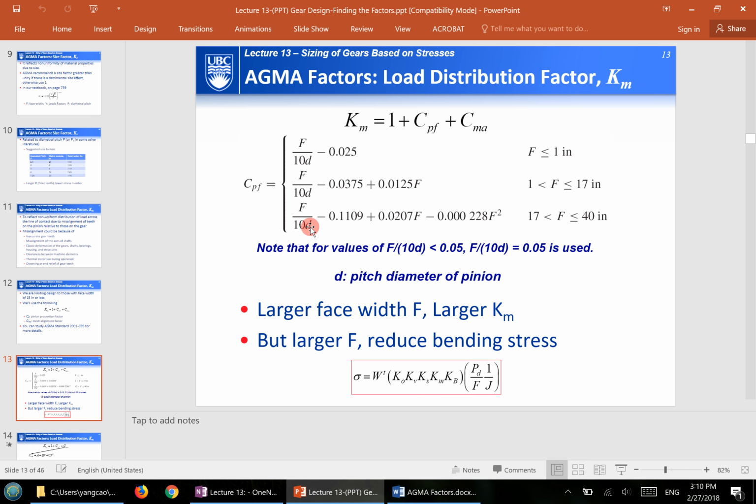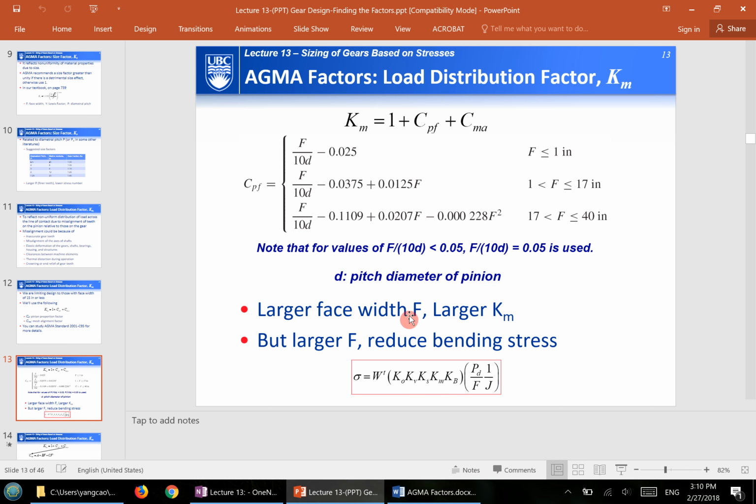You don't change it to dp for the pinion and something else for the gear. The d here is always the pinion pitch diameter. That's why it's called the pinion proportion factor. So you can use the template to help you with the calculation. It's quite straightforward.